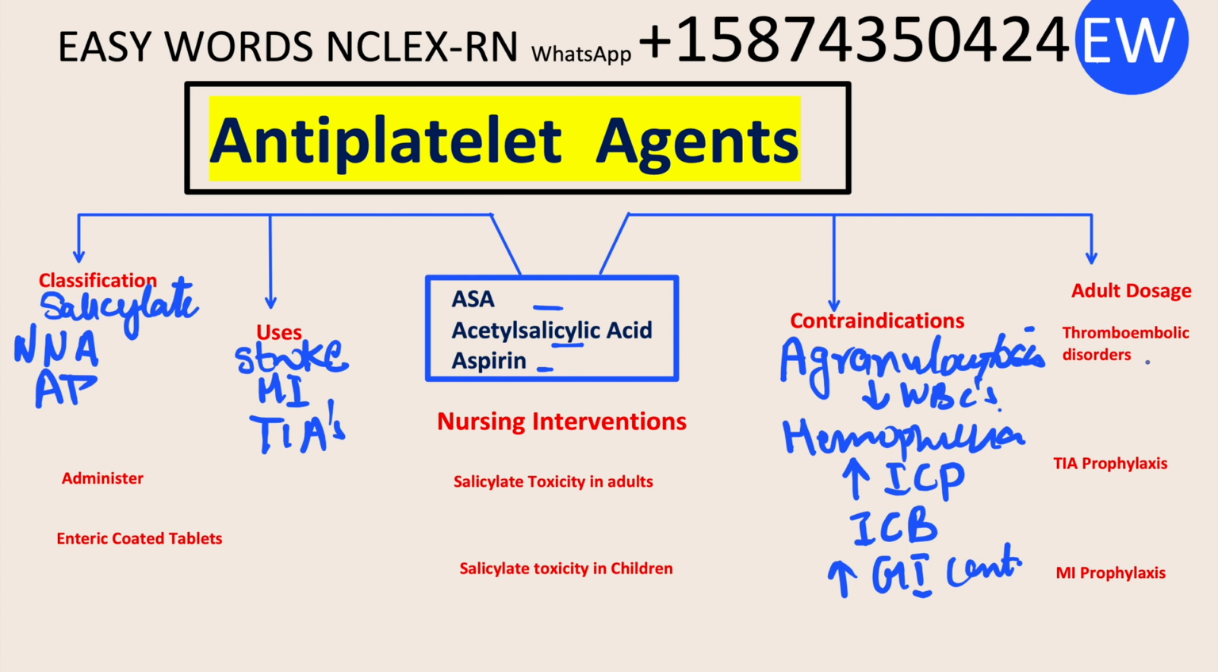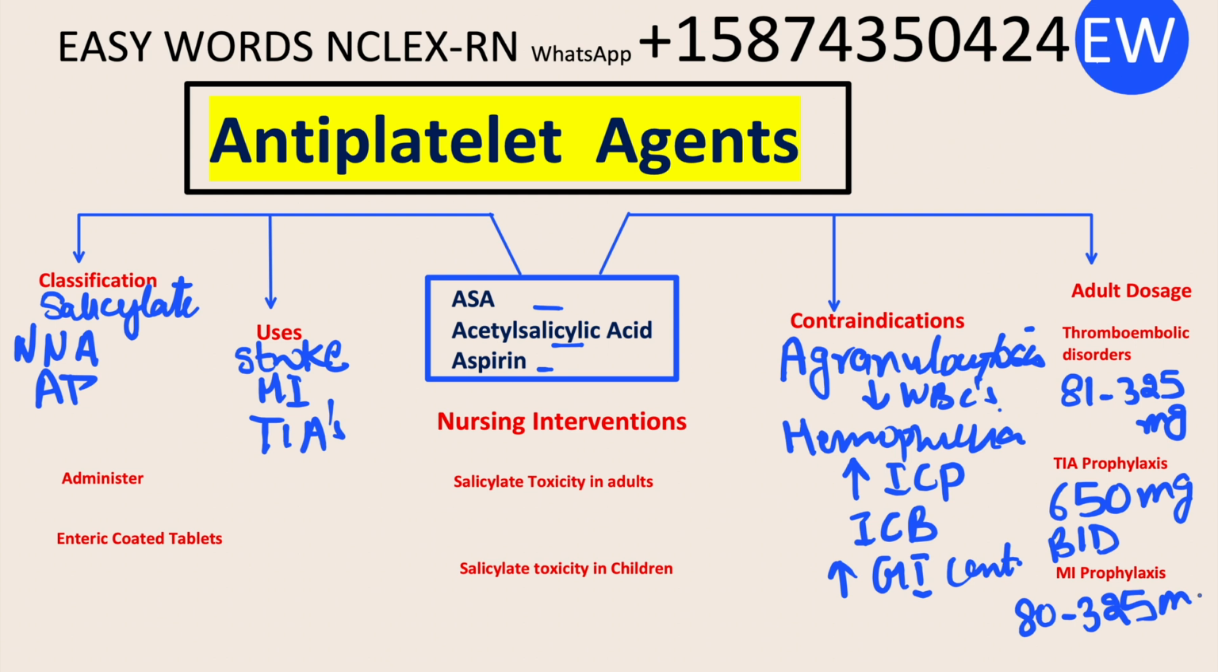Then we have doses, adult doses. For thromboembolic disorders, the dose would usually be 81 to 325 milligrams per oral once daily, and for TIA prophylaxis it is normally 650 milligrams twice daily, PO. And for myocardial infarction prophylaxis, it is usually 80 to 325 milligrams per oral once daily.